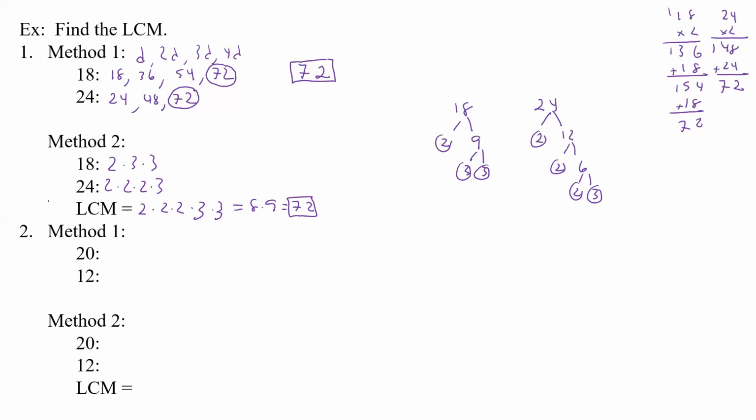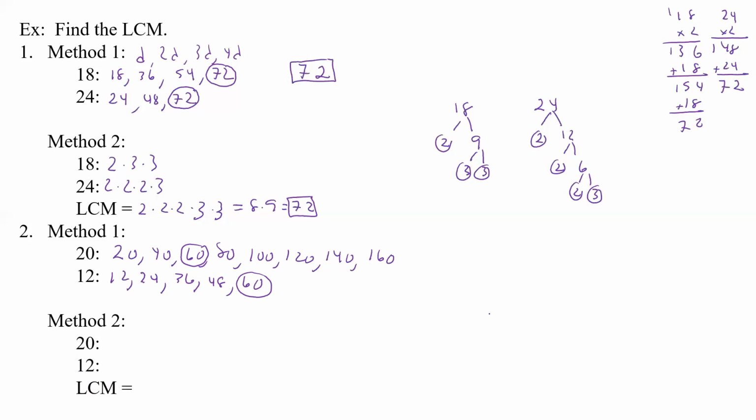All right. What about 20 and 12? Well, for 20, that's going to be 20, 40, 60, 80, 100, 120, 140, 160. That one's pretty easy, so I can go out pretty quick. I didn't even have to do any multiplication. What about 12? Well, 12, times 2 gives us 24, times 3 gives us 36, times 4 gives us 48, times 5 gives us 60. Guess what? We found one, because we were looking for something with a 0 on the end, since those were all zeros. So 60 is going to be the LCM based on method 1.